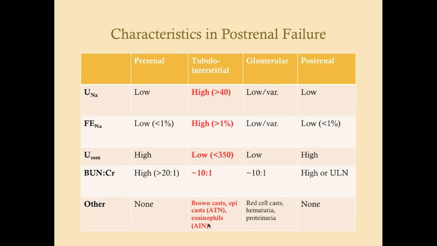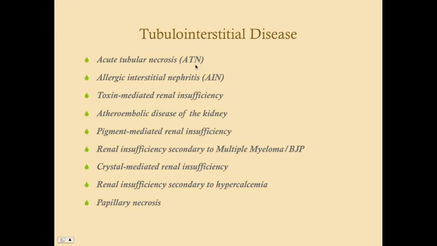So here's 9 of the tubulointerstitial diseases we're going to talk about. The two most important ones are acute tubular necrosis and allergic interstitial nephritis. They account for a large majority of the tubulointerstitial diseases. We'll talk about renal insufficiency mediated by toxins. We'll talk about atheroembolic disease of the kidney, pigment-mediated renal insufficiency secondary to multiple myeloma, crystal-mediated renal insufficiency secondary to hypercalcemia, and then the papillary necrosis.